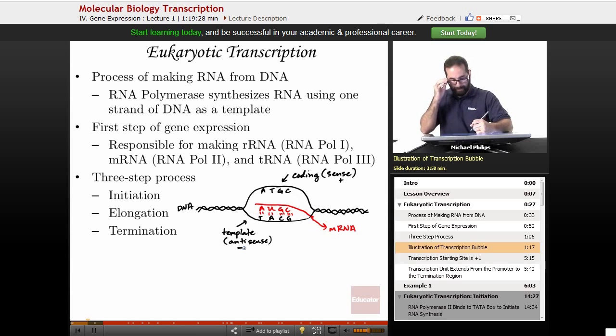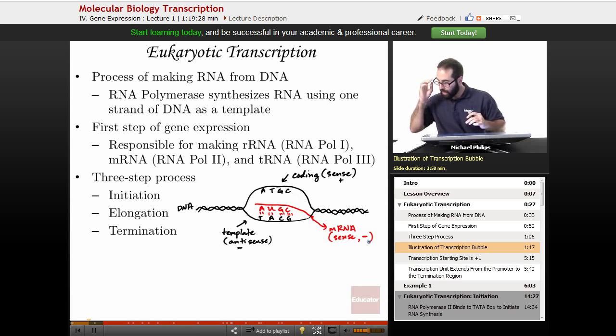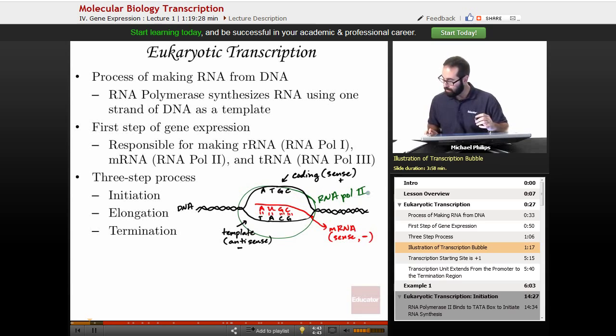Now our mRNA will be sense as well, because it's going to be complementary to the template, so it'll have to be the opposite. And by the way, this is all occurring inside of our RNA polymerase, right? So big RNA polymerase going through, and since this is mRNA, this is RNA pol 2. So this mRNA, as I said, will be a sense strand.